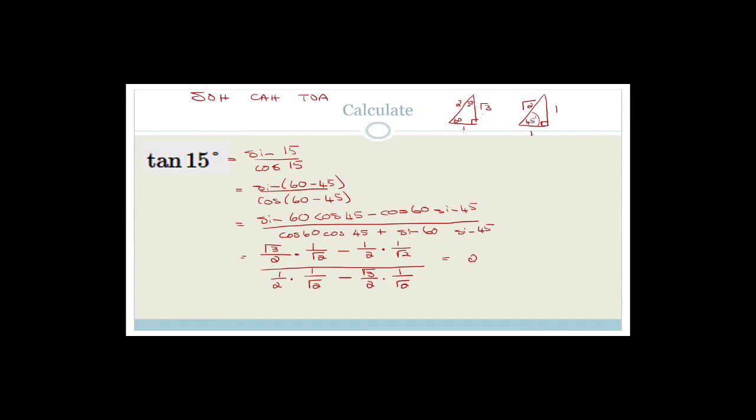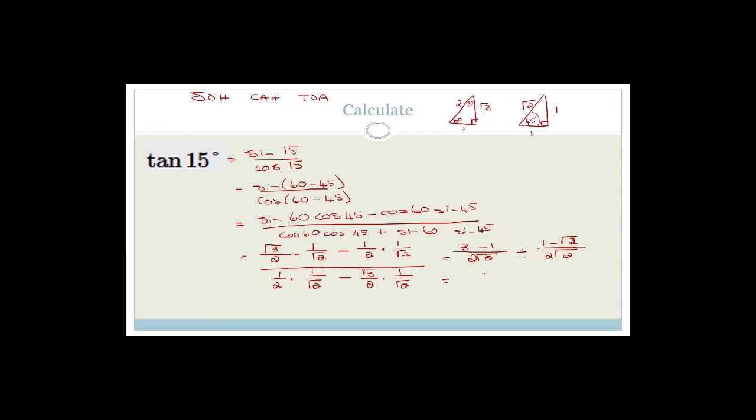So we've got 2 root 2, and then that becomes 3 minus 1, all divided by 2 root 2, and that becomes 1 minus root 3. Okay, so what can we do? If we're dividing by a fraction, what can we do? We can tip and times.